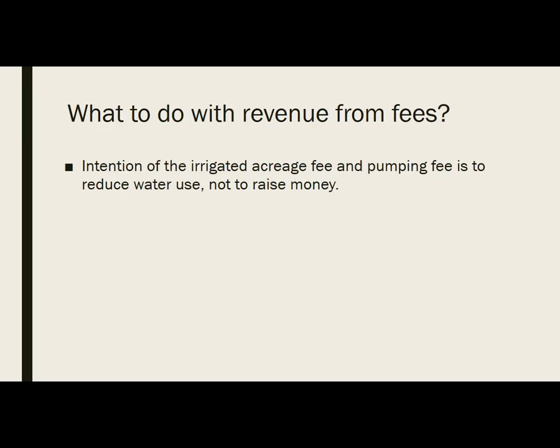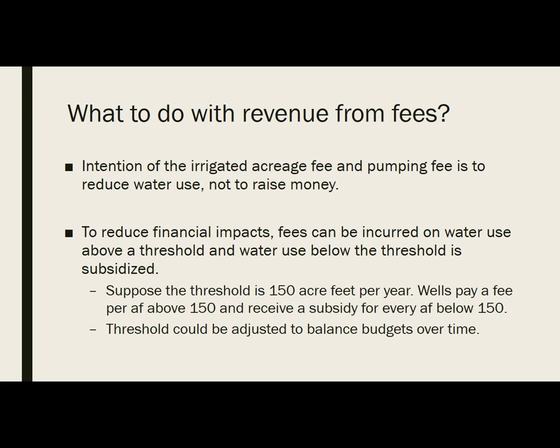Now, when we have a program or a policy that includes fees, we want to use the fee to conserve water, not necessarily to raise money. And so to deal with that and to reduce the financial burden on the producers that would be subject to a fee, you could actually make the fee into kind of a threshold policy where individuals that use more water than the threshold pay a fee on each unit above the threshold, and individuals that use less than the threshold would receive a subsidy per unit below the threshold.